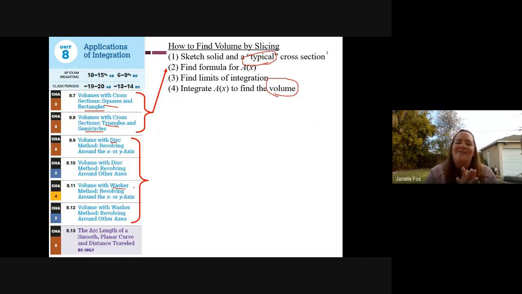Shell method is not covered on the AP exam. You really just need to know disks and washers. Now, can you use shells? Yes, you totally can, but it's not a necessity, okay?